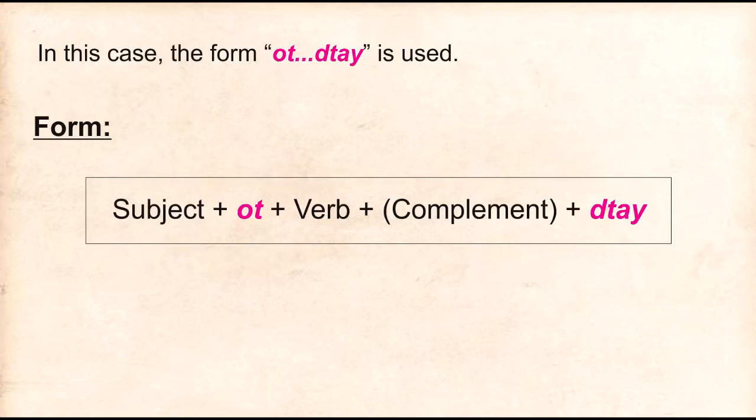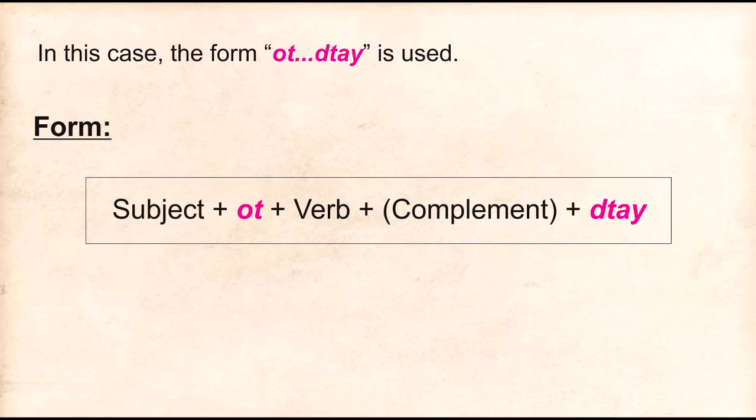Okay, so when you make a negative form in Cambodian language with this point, the form ot or ot blah blah blah te is used. You have to remember when you make a negative form like this, you have to use this form in Cambodian language. Okay, so here is the form. You see, we use subject ot and then verb and then complement, and then at the end of the sentence we use te. Okay, so now let's go see examples together.